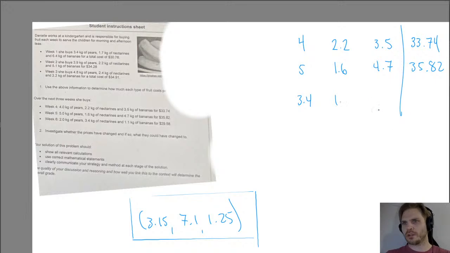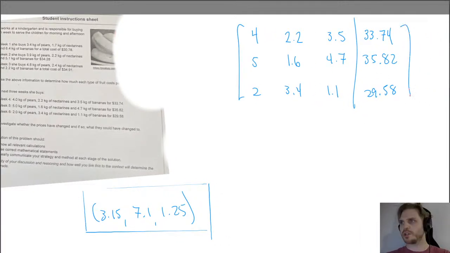Oh, I just totally skipped one. 3.4, 1.1, and 29.58. Cool. Well, actually, maybe that was what you responded earlier. Yeah, let me know if you're comfortable. Do you see what I did? I just took out the variables. Essentially, this is called a coefficient matrix, which you will learn about in linear algebra if you haven't taken that already.